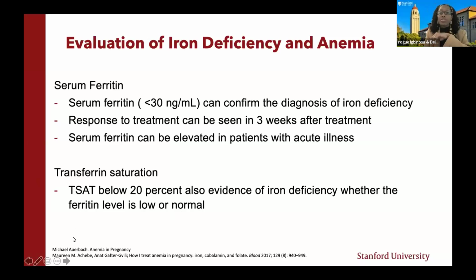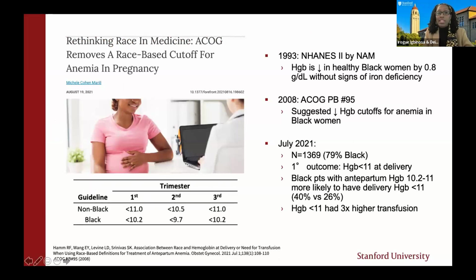And transferrin saturation is one of those alternatives. With a transferrin saturation below 20%, that can be evidence of iron deficiency, whether or not the ferritin is low or normal. And so then just thinking about our cutoffs, just prior to 2020, there were race-based cutoffs on anemia and not based on anything biological.